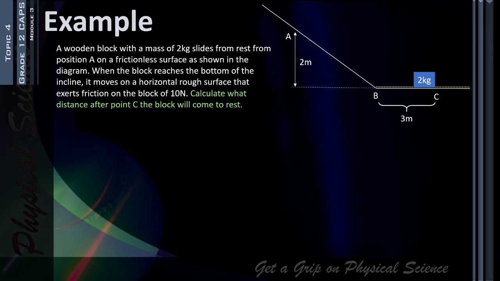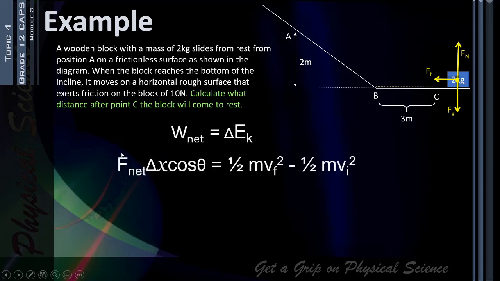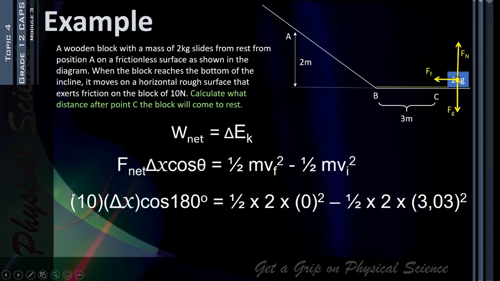Calculate what distance after point C the block will come to rest. So the same forces apply, only friction force will do work, and we know what the initial velocity of this block at C is, and we know that it should come to rest. So the net work is done by the net force, in this case only friction of 10 Newton.